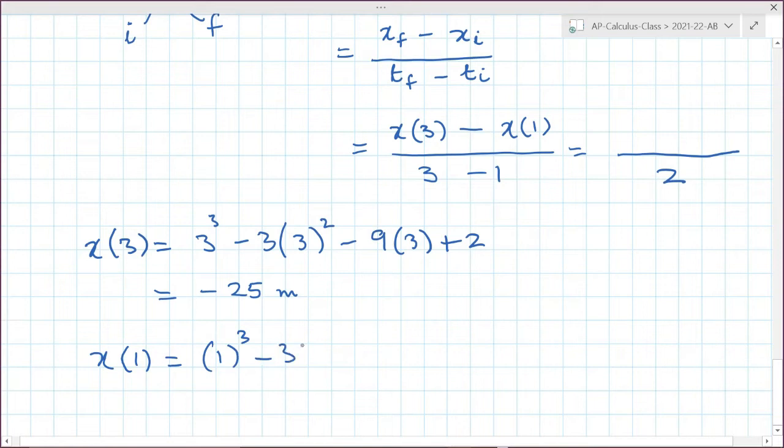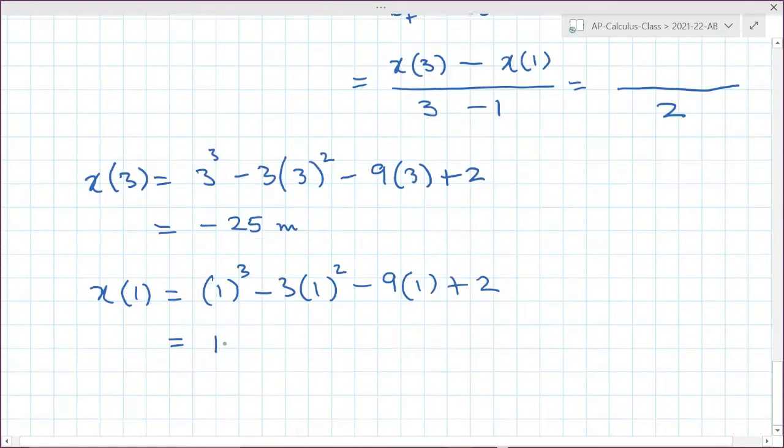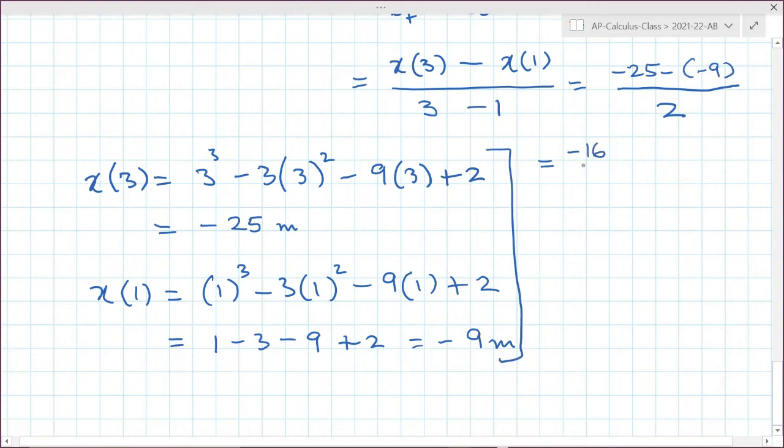1 cubed minus 3 times 1 squared minus 9 times 1 plus 2. 1 minus 3 minus 9 plus 2. 2 plus 1, 3 minus 3 cancels, so negative 9. So this is negative 25 minus negative 9. So negative 16 over 2 is negative 8 meters per second.